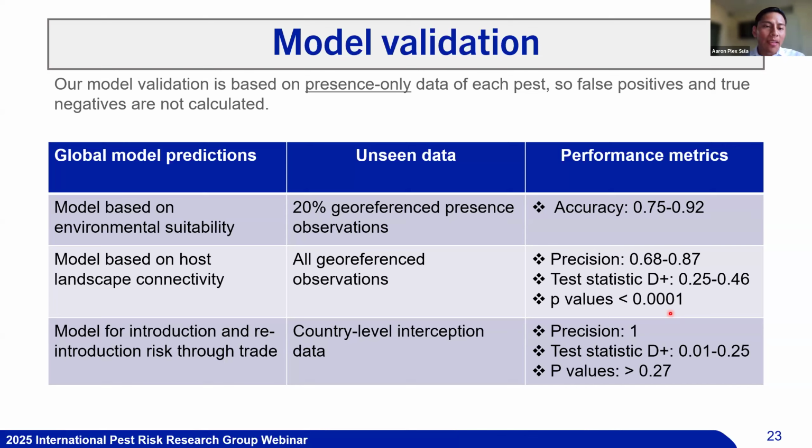For the case of the international trade networks, we validated our model based on a small data set of country-level interception data. Fortunately, we were able to predict the distribution of these interceptions with 100% accuracy, although there was not a high risk for those countries where the pest has been intercepted compared to other countries, indicating that the introduction potential based on trade is very heterogeneous.